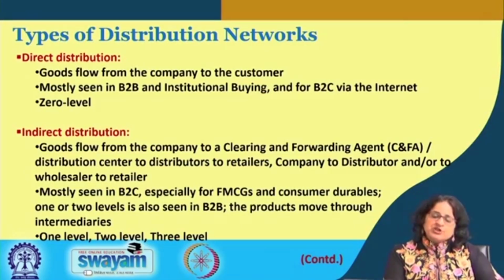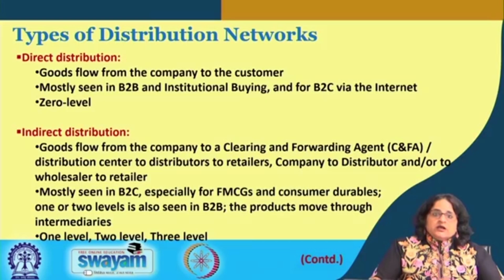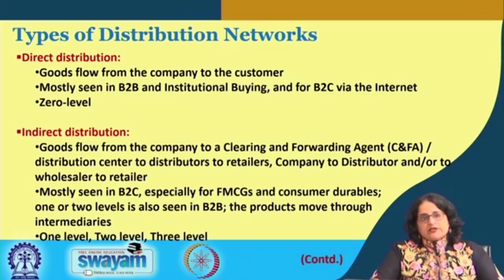So, depending upon the number of intermediaries in the channel, it could be defined as a 0 level channel, or a 1 level channel, or a 2 level channel, or a 3 level channel. There is nothing as a 0 level channel here. What we have is a 1 level channel or a 2 level channel or a 3 level channel. The difference here between direct and indirect distribution again is something which may be emphasized upon.